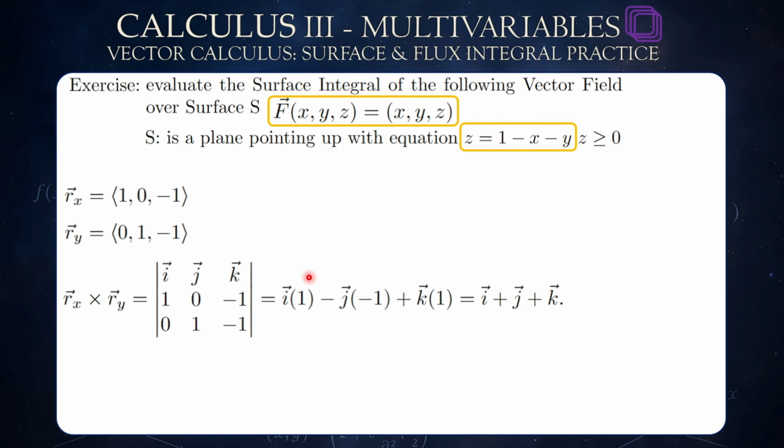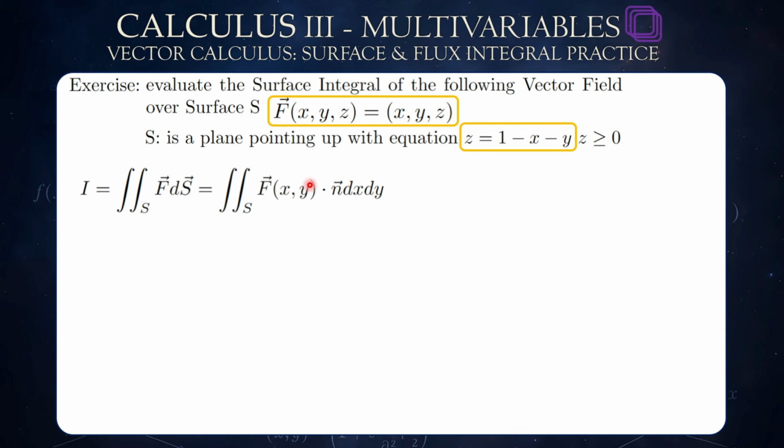Rx cross ry equals the determinant with i, j, k, then the components of rx, 1, 0, minus 1, then the components of ry, 0, 1, minus 1. You multiply them together and you get i plus j plus k. That's the n vector, by the way, which is rx cross ry. A short-handed solution that you can use, instead of making this entire calculation, is to derive z according to x, multiply a minus sign behind it, so minus f prime x, then minus f prime y, then 1.